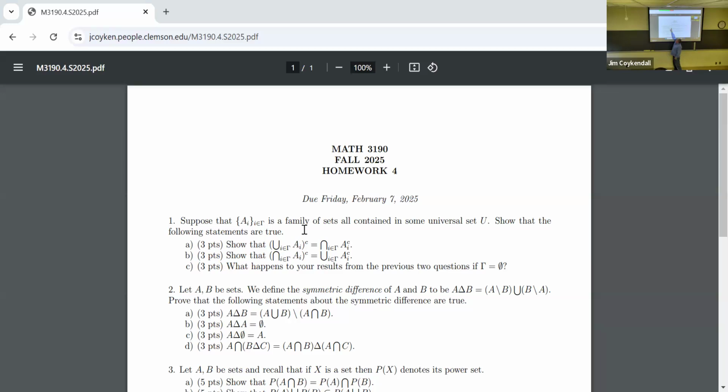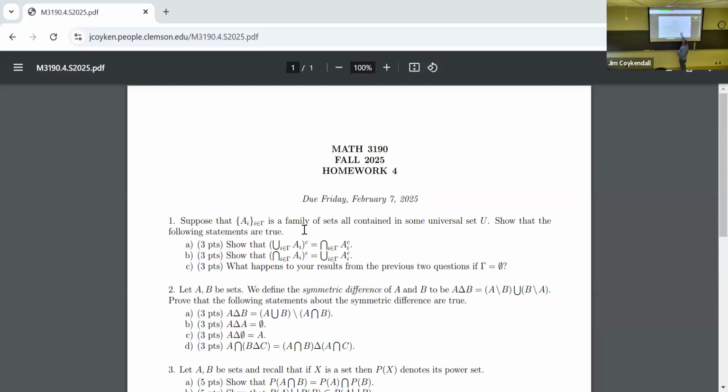When you take the complement of a big union of these sets, it's the same thing as the intersection of the complements of the sets. And we're going to talk about what all this stuff means in a moment. When you take the complement of a big intersection of these sets, it's the union of the complements. So taking the complement of a union turns it into an intersection of complements. Taking a complement of the intersection turns it into a union of complements. Kind of a little role reversal there.